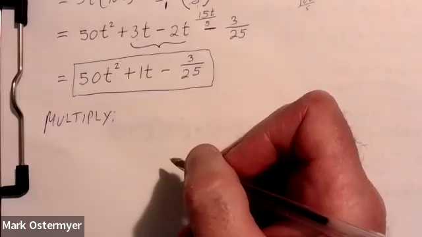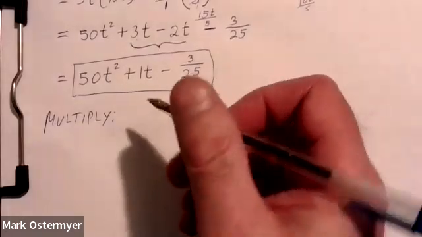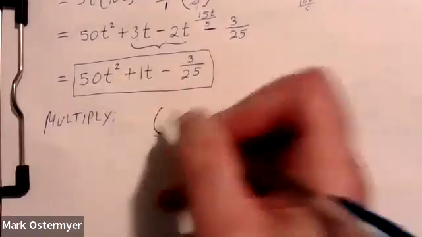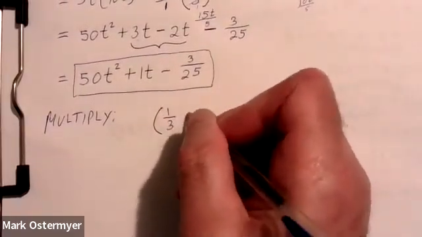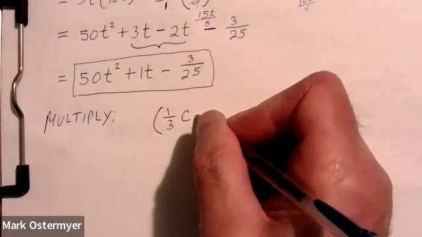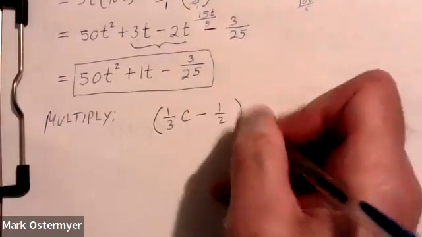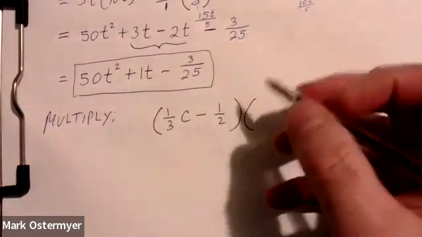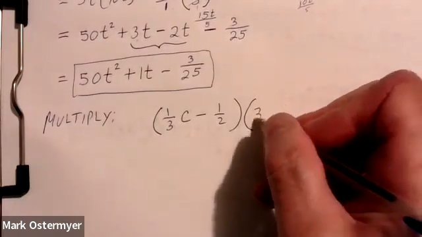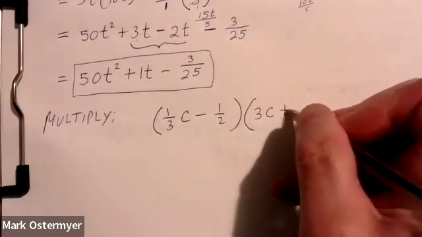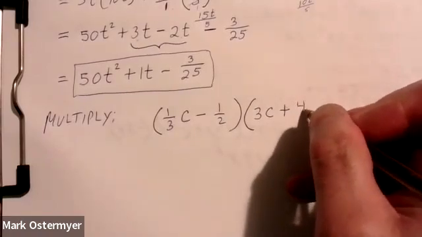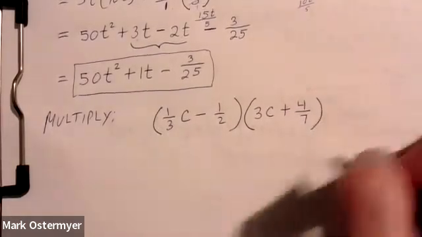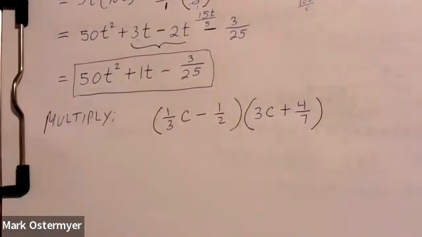Okay, so let's see here. What if we had 1/3 c minus, let's say, 1/2, and we want to multiply that binomial by this one here, 3c plus, I don't know, maybe 4/7 or something like that. Okay, messy problem, but nonetheless, we're going to multiply it out the way we multiply any binomials out.